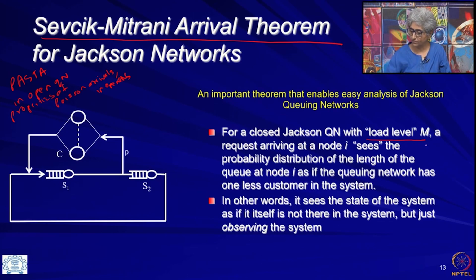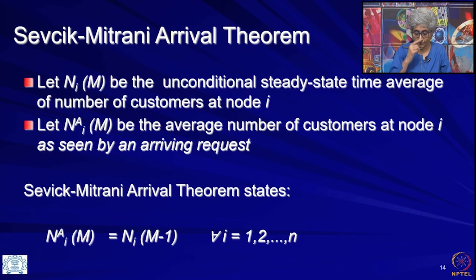So, with the load level of m, a request arriving at node I sees the probability distribution of the length of the queue at node I as if the queuing network has one less customer in the system. In other words, it sees the state of the system as if it itself is not there in the system, but just observing the system. I will actually make this a little more formal and then I will give an example.